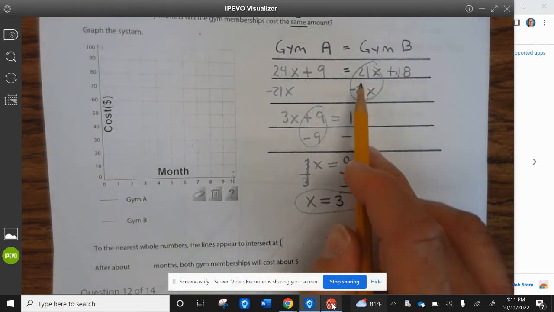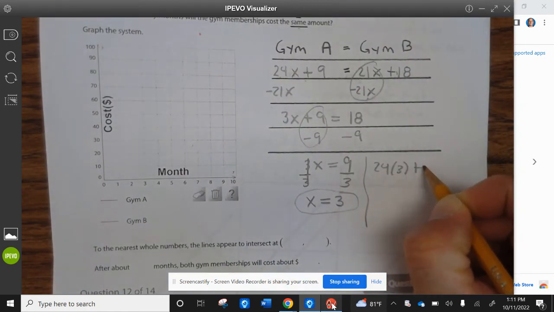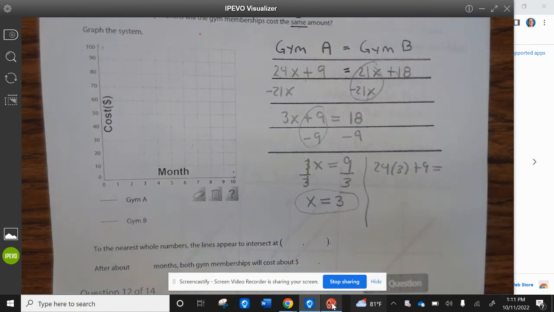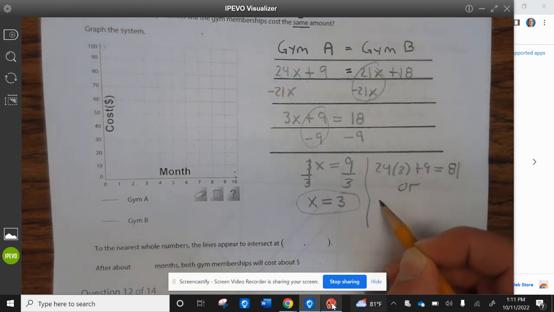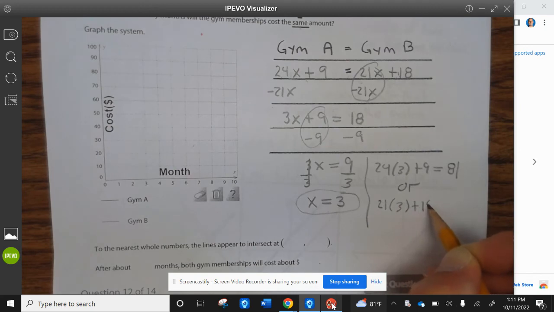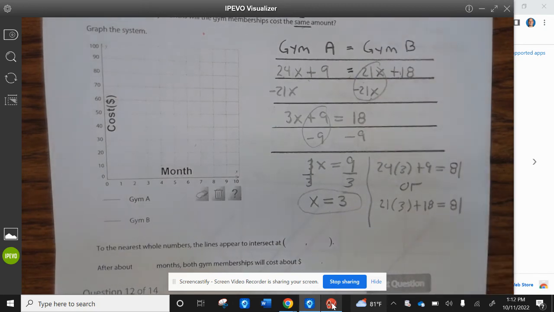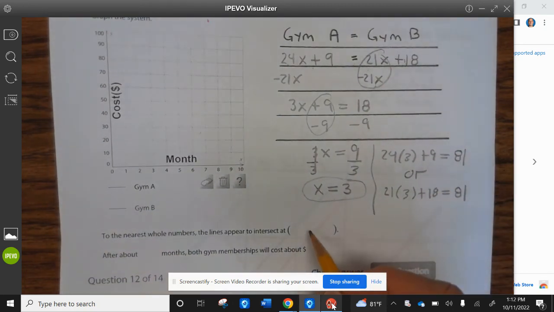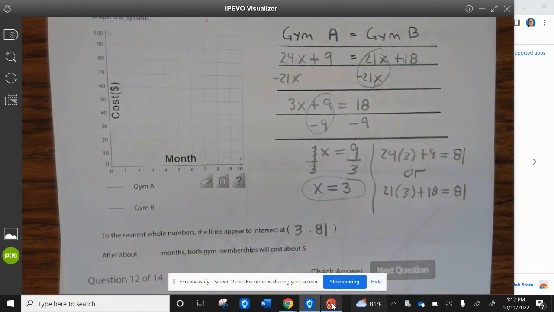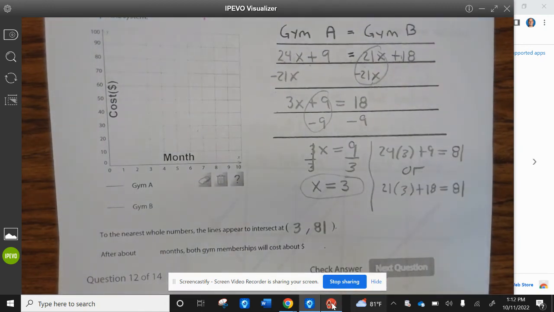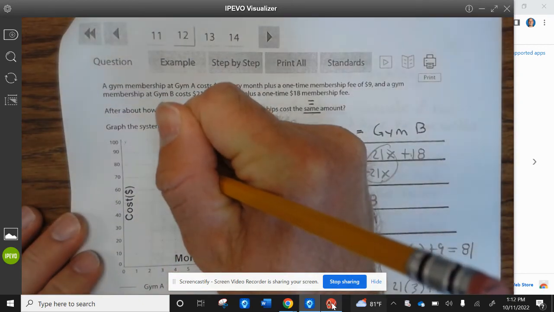Okay, so I'm going to plug in 3 into either one, and I'll show you that 24 times 3 plus 9 equals 81. Or you could have used this, 21 times 3 plus 18 equals 81. Okay, so we have (3, 81). Now, I'm going to use that point to help me graph. So I know my solution is (3, 81). So (3, 81) is about here.